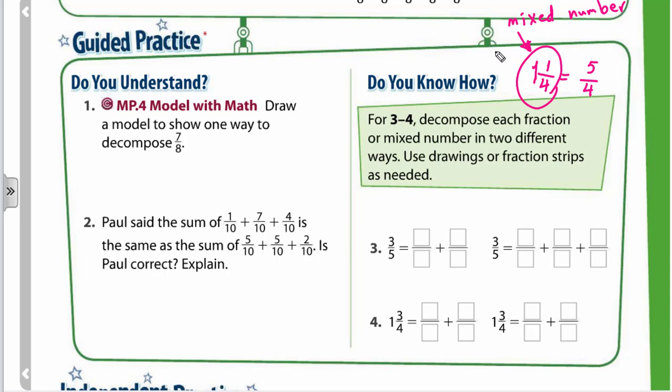The mixed numbers contain whole numbers and fractions. So when you see a number next to a fraction, this is a mixed number, and that's how we deal with it. Okay, let's go ahead, my heroes. Decompose each fraction or mixed number in two different ways. Use drawings or fraction strips as needed.